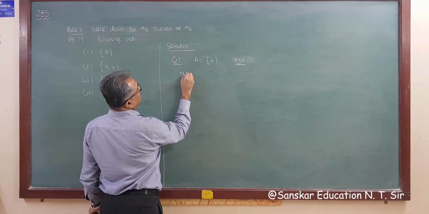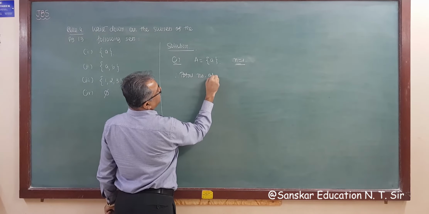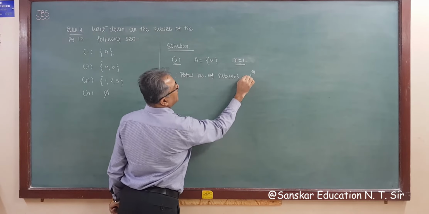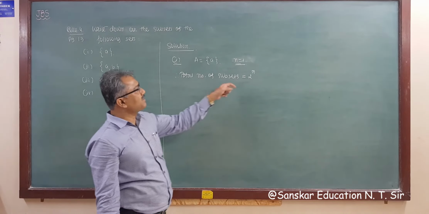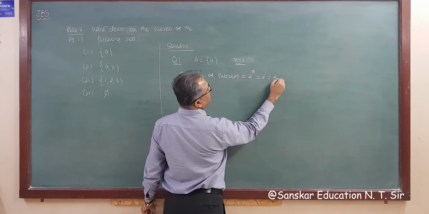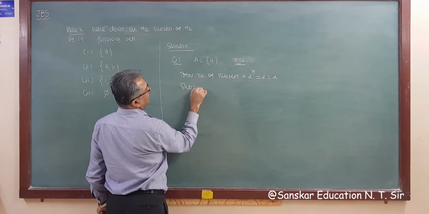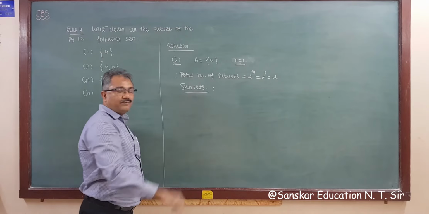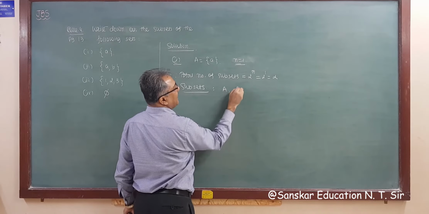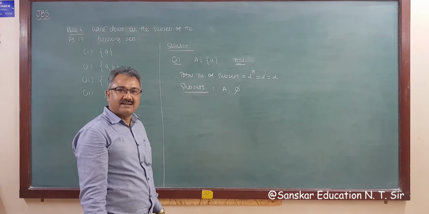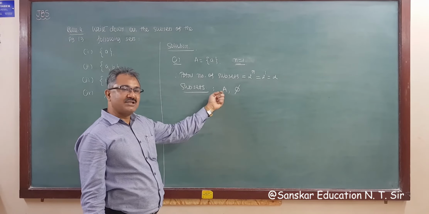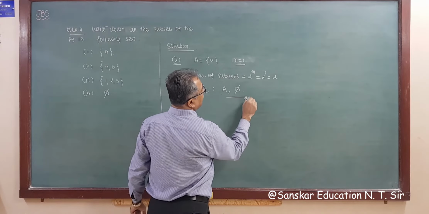So therefore, the total number of subsets is equal to 2 raised to n, the formula. If A has n elements, then the total number of subsets is 2 raised to n. That is 2 raised to 1. So the answer is 2. So now the subsets. We know a set is a subset of itself, right? So A is a subset, and the empty set is a subset of all sets. Then we have to write one set, that is A. So already given A. So this is your answer. So this is your final answer.